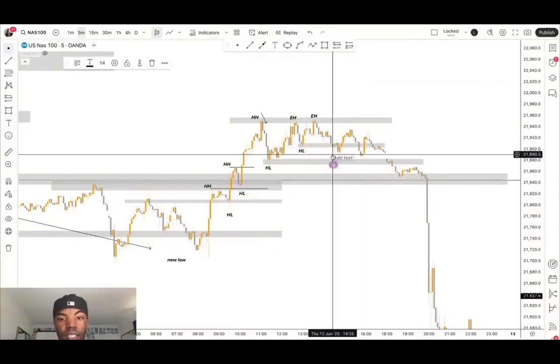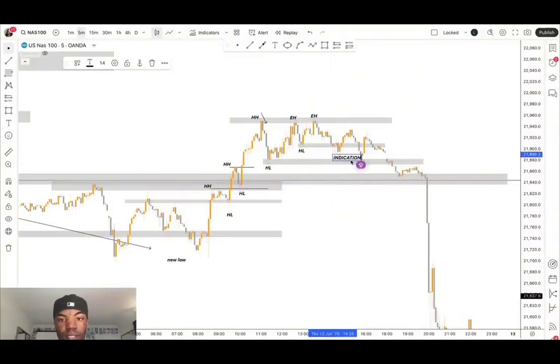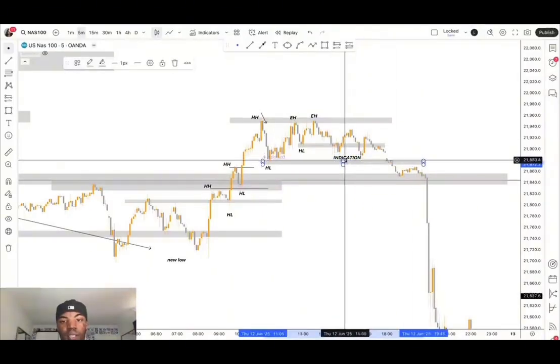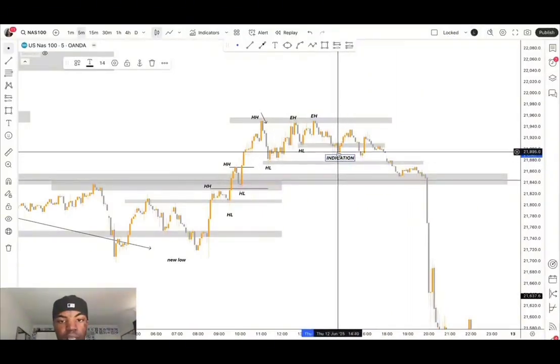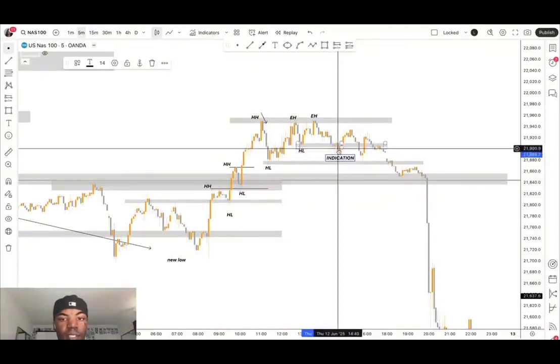So now this is our indication, right? The indication. Sorry if I spelled that wrong. So now we have an indication right here. I'm not going to keep this for too long because it's pretty big, but now we have an indication because now price is telling us, hey, under this level, I have a potential to sell. I'm bearish under this level. I'm trying to be sold under this level.